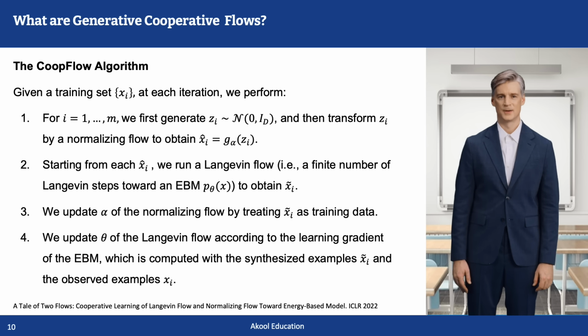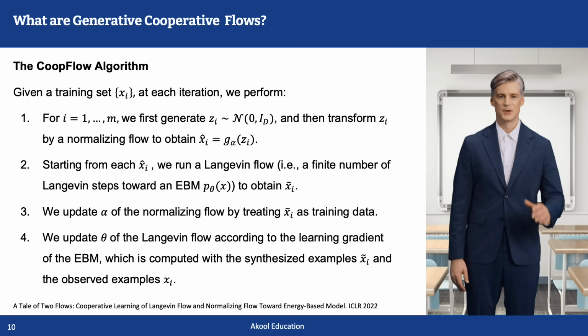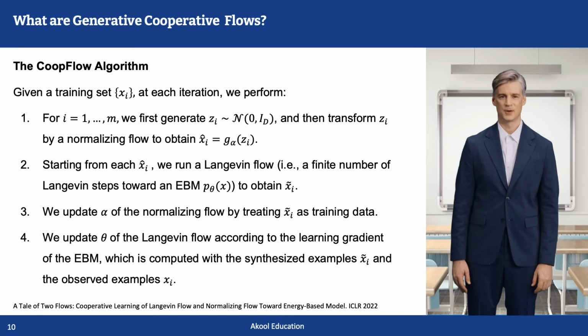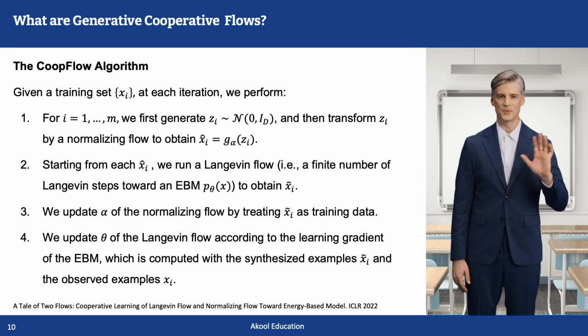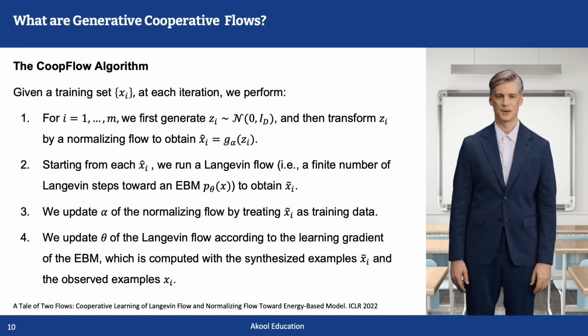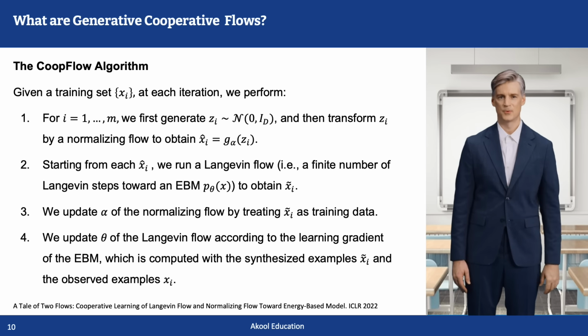The algorithm proceeds iteratively as follows. At each iteration, the normalizing flow first generates initial samples by transforming latent variables drawn from a Gaussian distribution. Next, the Langevin flow refines these samples through gradient-based updates. Both models then learn from the refined examples. The Langevin flow improves its energy function, and the normalizing flow learns to produce better initializations.